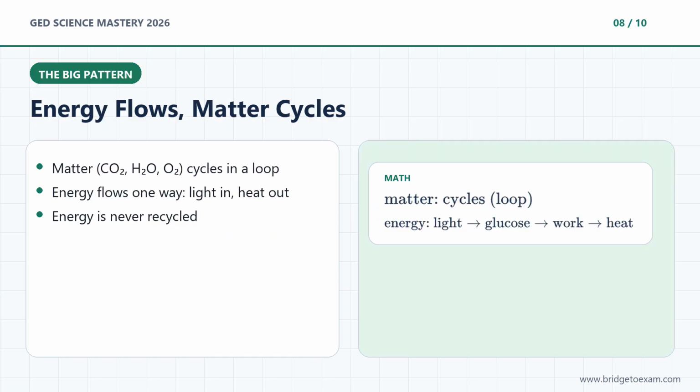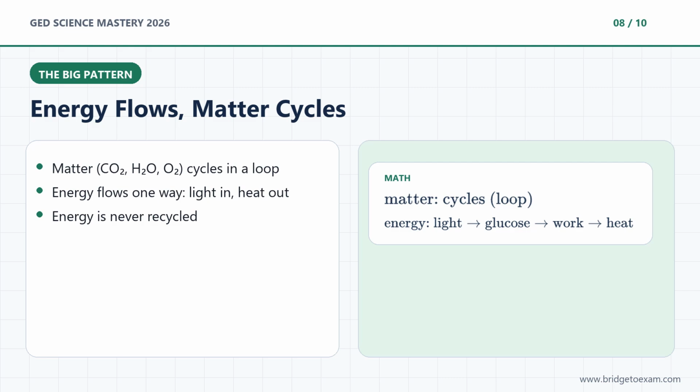Step back and see the grand pattern. Matter cycles in a loop. The carbon dioxide, water, and oxygen pass back and forth between photosynthesis and respiration, used over and over. But energy does not loop.